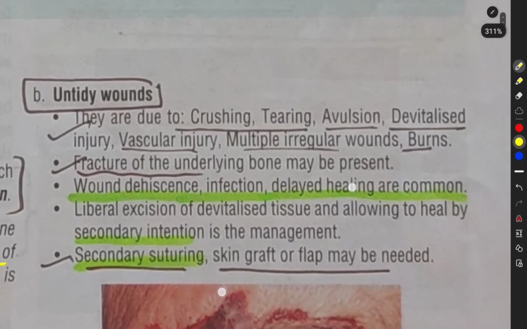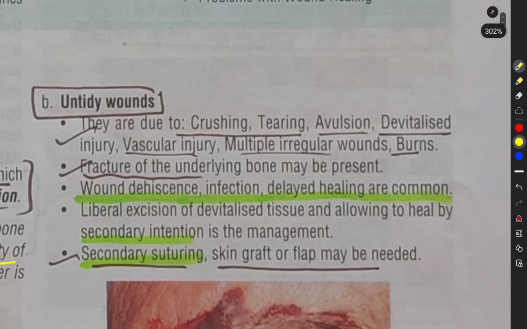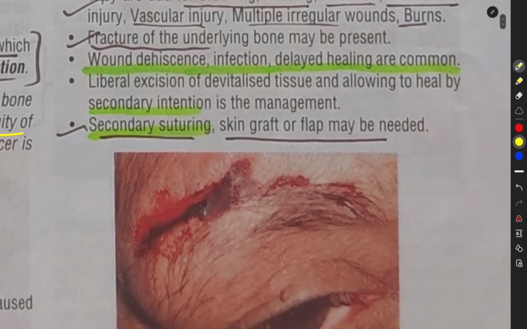Coming to the untidy wounds, here the wound is a little bit more severe than the tidy wounds. They can be due to crushing, tearing, avulsion, devitalized tissue, vascular injury, multiple irregular wounds, or burns. Here, a fracture of the underlying bone can be present. It can undergo infection and they usually have delayed healing. For this, secondary suturing, skin graft or flaps may be needed and secondary intention is the management.